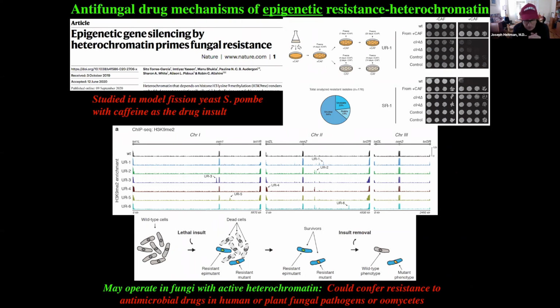So you can have epimutations that result from RNAi, or from DNA methylation, or from heterochromatin formation. And it suggests that other organisms, other fungi, oomycetes, human pathogens, plant pathogens that have heterochromatin or RNAi might be subject to these types of pathways.